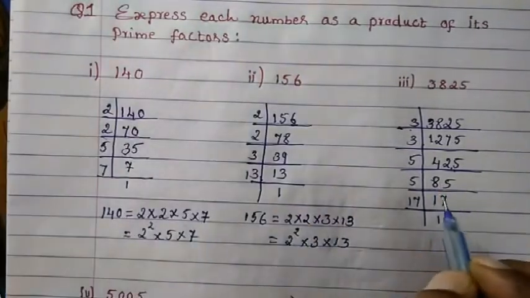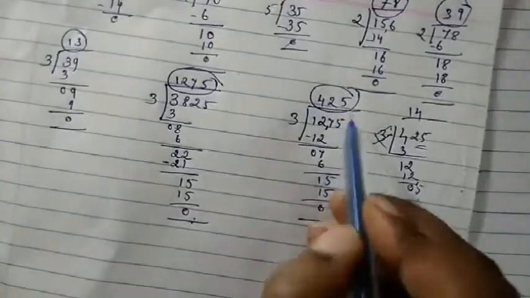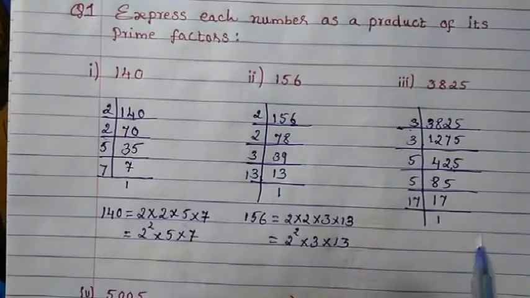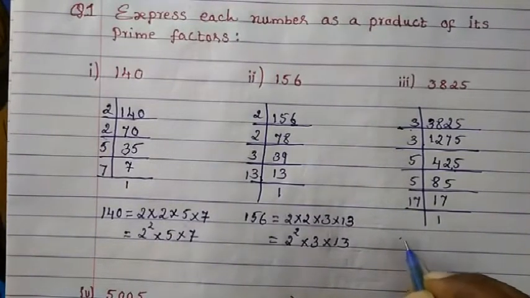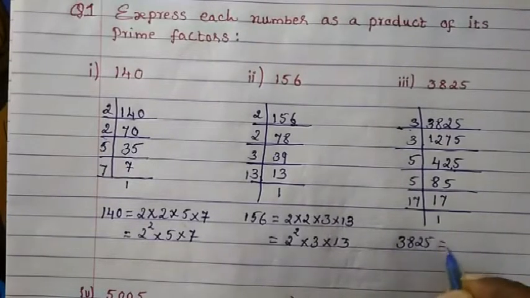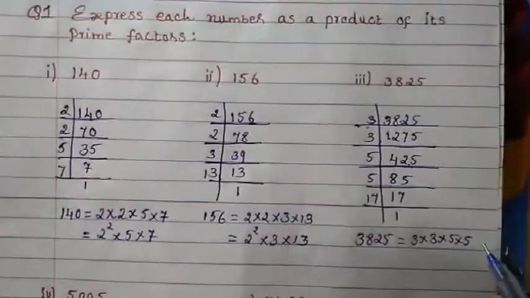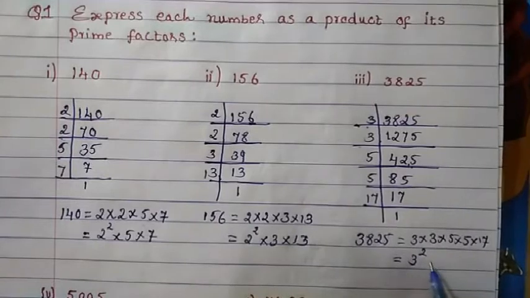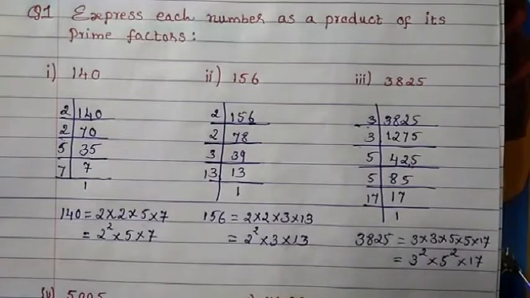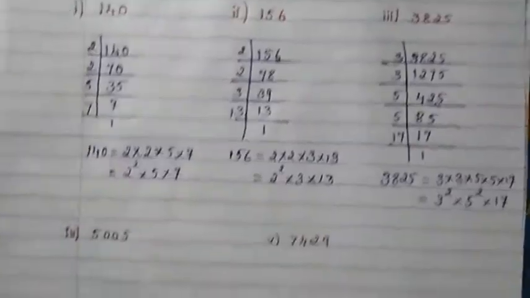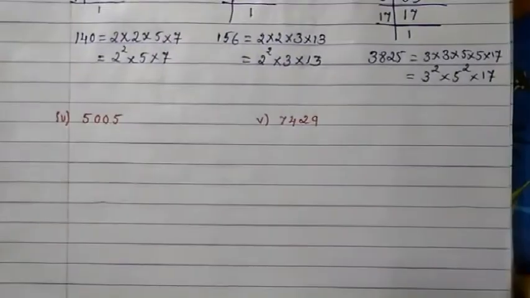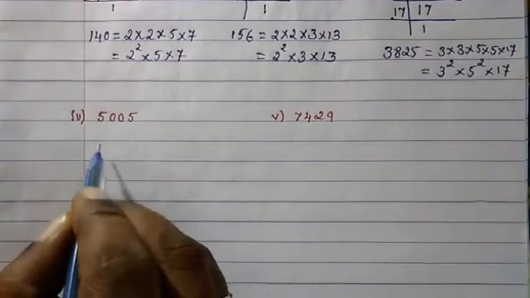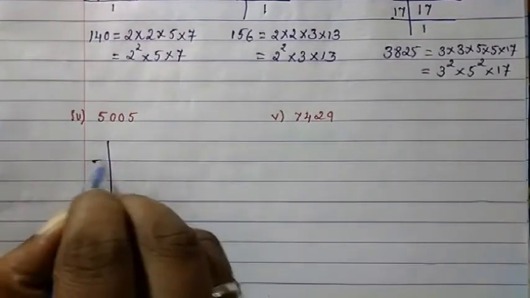Those of you who don't know how to do it directly, kindly do it this way, get the quotient and write down the quotient. So now for 3825, the factors we found out are 3 into 3 into 5 into 5 into 17. It can be written as 3 square, 5 twice is there, then 17. So these are the factors we found out for 3825. So let's do the fourth one. Now this also we have to do in the same way.